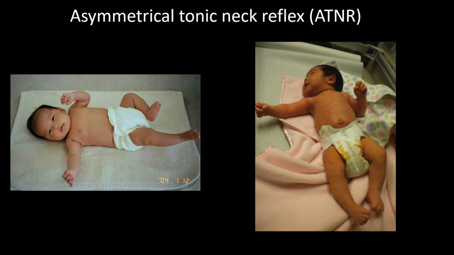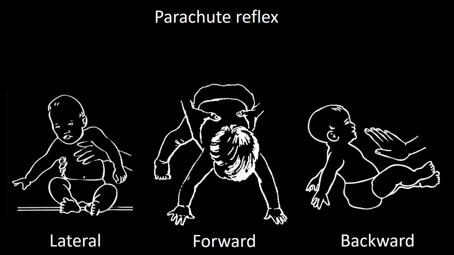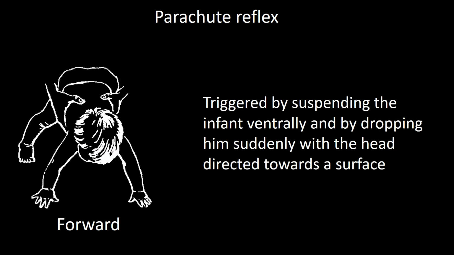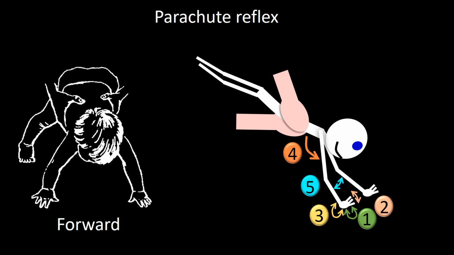The fourth reflex listed in this question is the parachute reflex. The parachute reflex has 3 types: forward, lateral, and back. The latter 2 are also called protective reactions. The forward parachute reflex is triggered by suspending the infant ventrally and dropping him suddenly with the head directly towards the surface. The action elicited by this maneuver is symmetrical and characterized by finger extension, spreading of the fingers, dorsal wrist extension, arm extension, which must be present in order to label this reflex as being present, and arm separation.